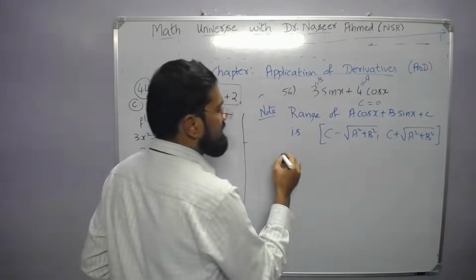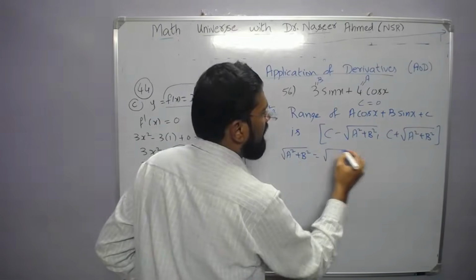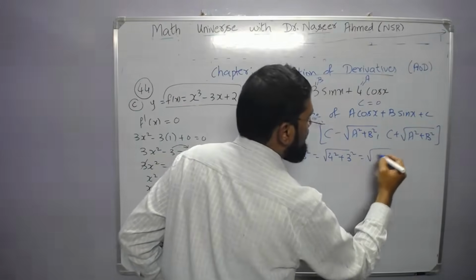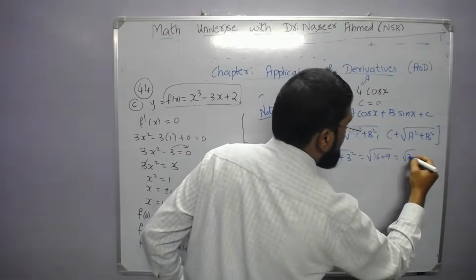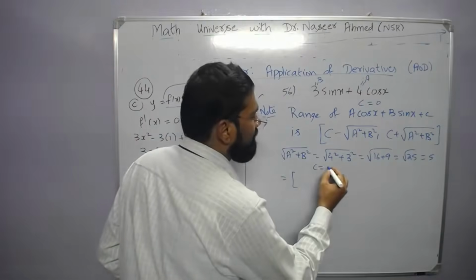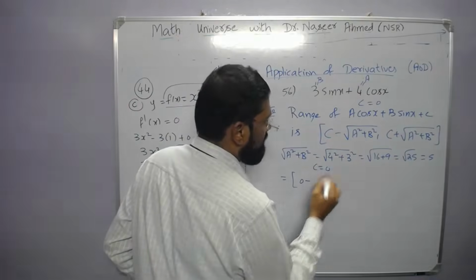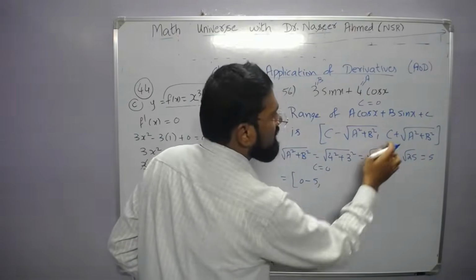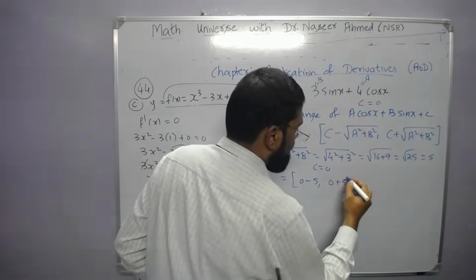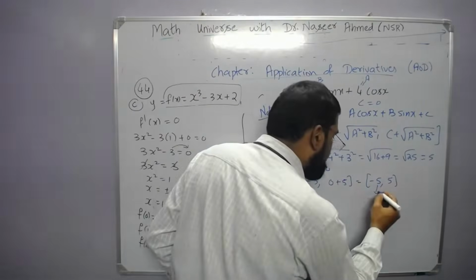So now in both cases we want the root of a square plus b square, as you can see here. So root of a value 4 with the square, b value 3 with the square. So 4 square is 16, 3 square is 9, root of 25. What is the root of 25? 5. Therefore, the range will be, anyway, c is 0. So 0 minus root of 25, which is 5, comma, c value 0 plus this value, which is 5. So the answer is minus 5 to plus 5. And this will be the minimum value.